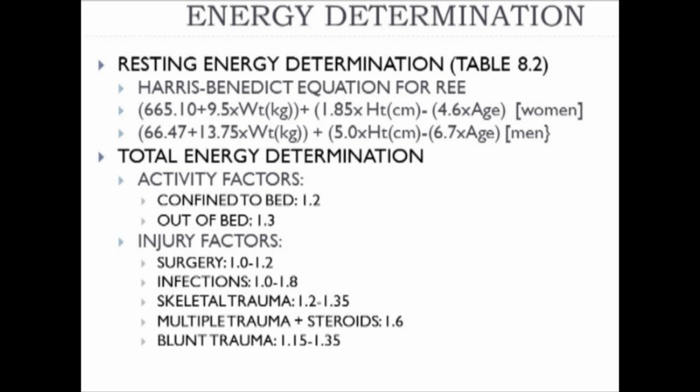The injury factor: surgery, 1 to 1.2, infections 1 to 1.8. That varies. It is subjective. Skeletal trauma 1.2 to 1.35. Multiple traumas and the use of steroids, you're much higher, 1.6. And of course, blunt trauma 1.15 to 1.35. So these are indeed good guidelines to work with. Oftentimes in specific types of problems, I'll give you the injury factor, but do remember to also include on your own the actual activity factor.